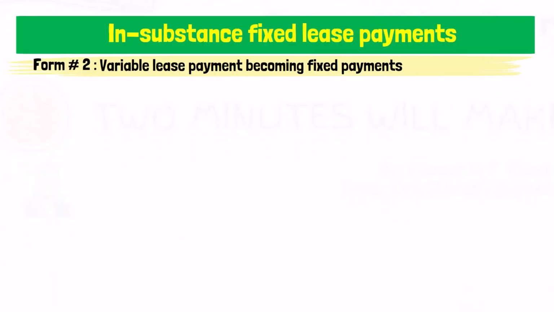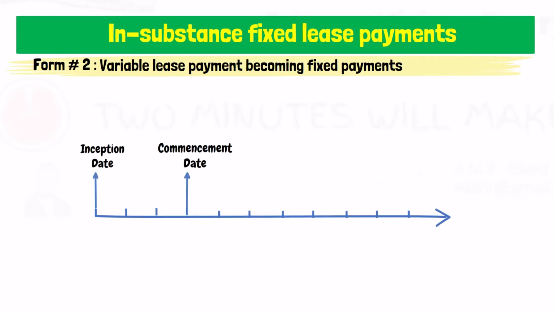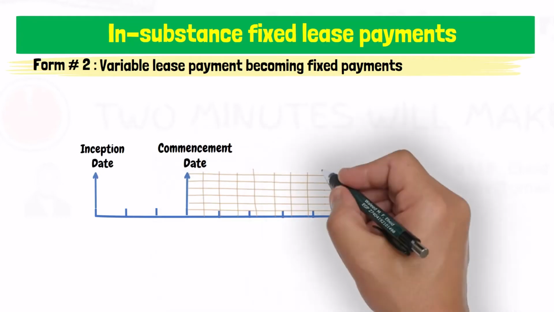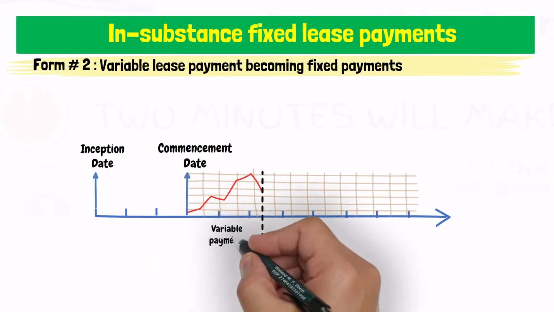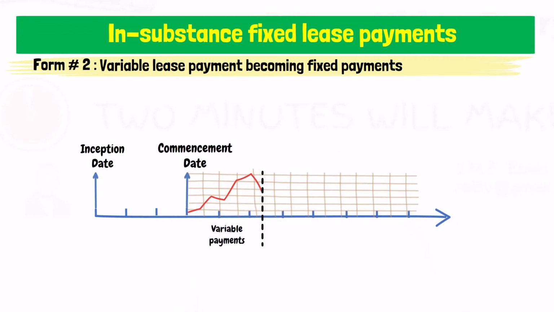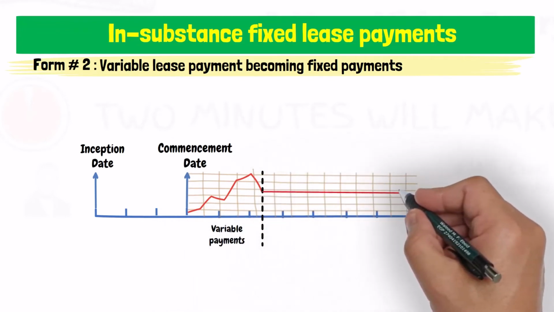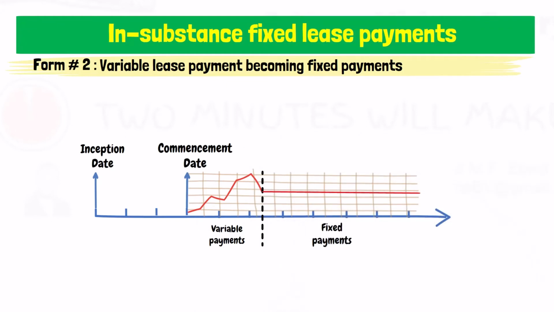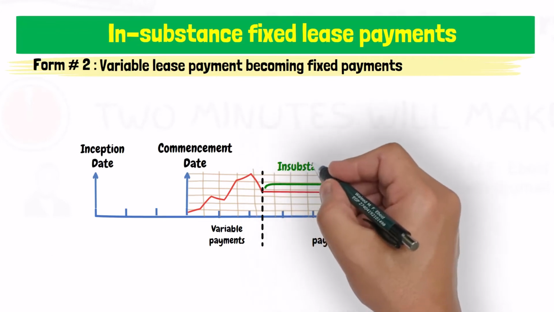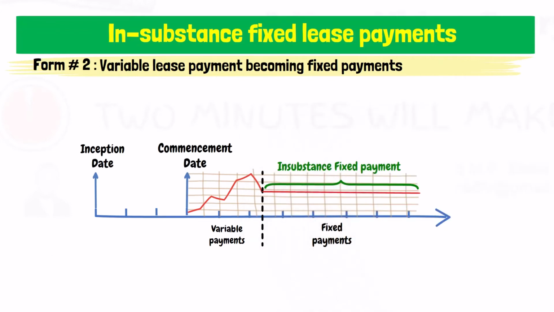The second form of in-substance fixed payments is when the payments are initially structured as variable lease payments, that are linked to the use of the underlying asset, but for which the variability will be resolved at some point in the future after the commencement date, so that the payments become fixed for the remainder of the lease term. Those payments become in-substance fixed payments when the variability is resolved.